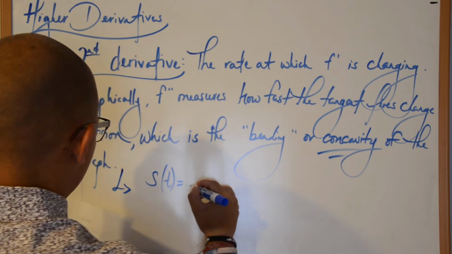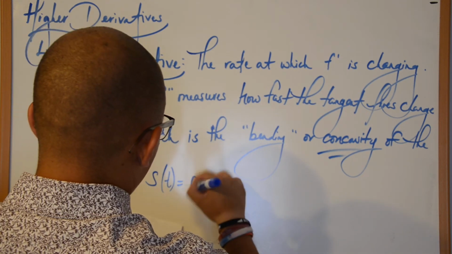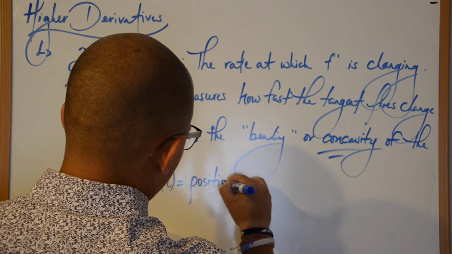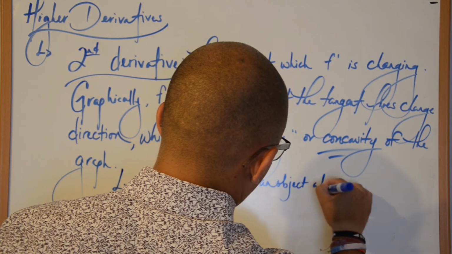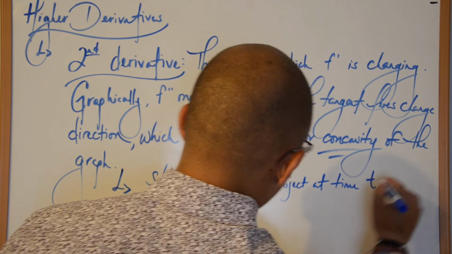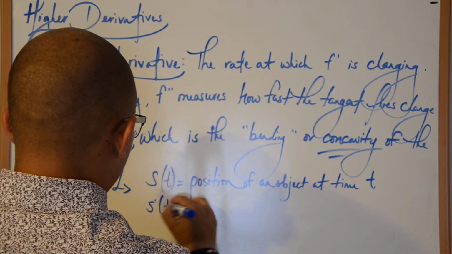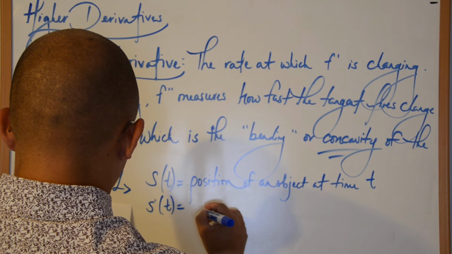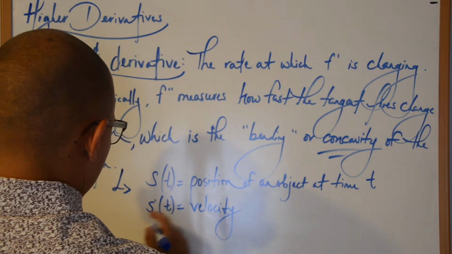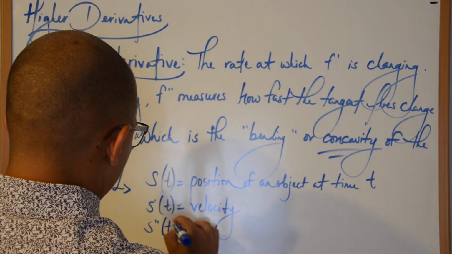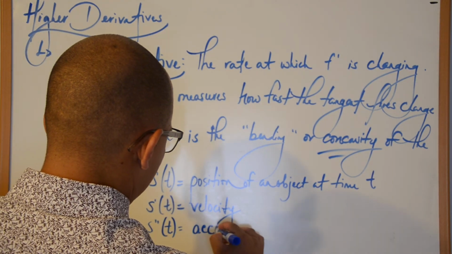For those of you taking physics, remember s of t represents the position of an object at time t. s prime of t is the velocity. s double prime of t is the acceleration.